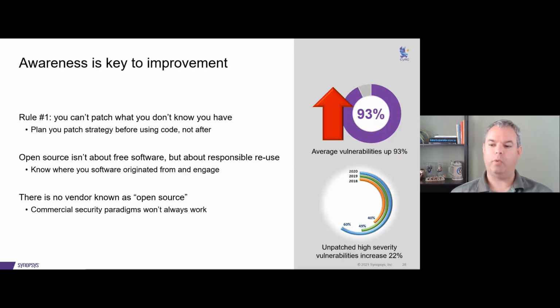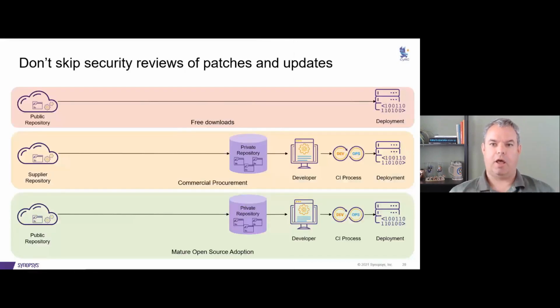And so that's why we see things like the unpatched high severity vulnerabilities going up year over year, going from 40% to 60% in just 2 years. The awareness is key, but when it comes time to actually apply the patches, well, if we go back to the layout that I had at the beginning of the presentation where I said, here we have the free downloads and it's going straight into deployment, or we had the commercial procurement model, or I had the mature open source adoption model.